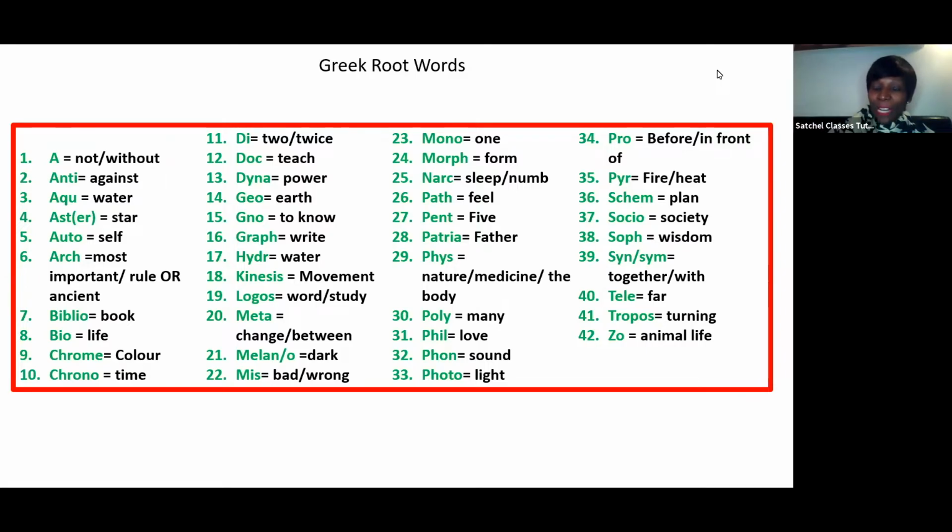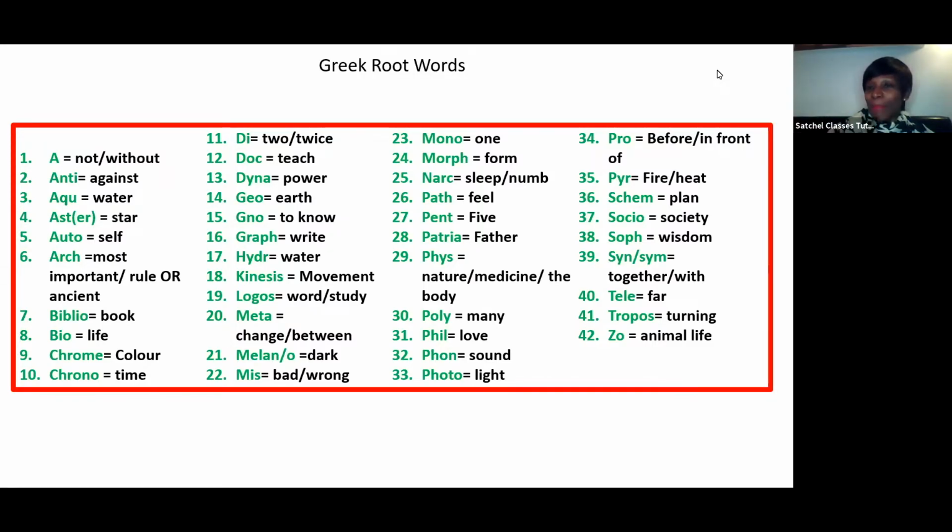Melon or melano is about darkness. You've got that the pigment that we call melatonin. It's about that darkness, the skin pigment, dark pigment. Mis is about something that's bad or wrong. Mono is about one, so monocle or monograph, one. Morph, we've talked about that, form, so metamorph, changing form.